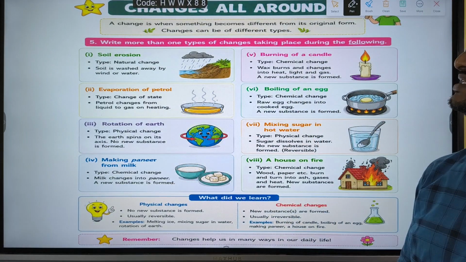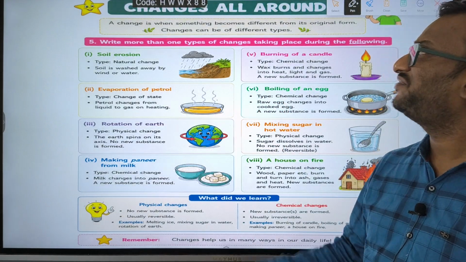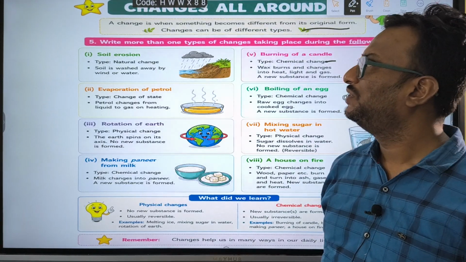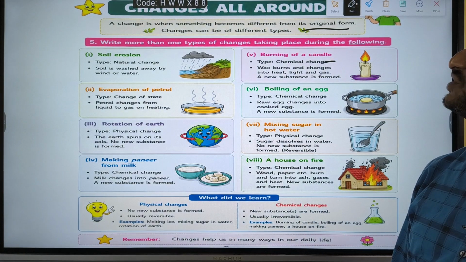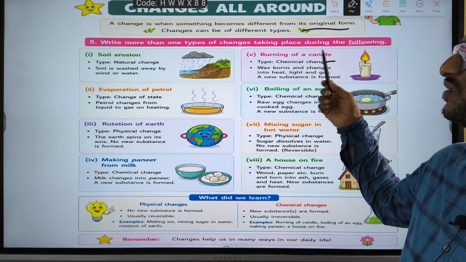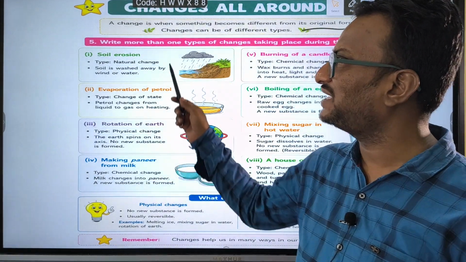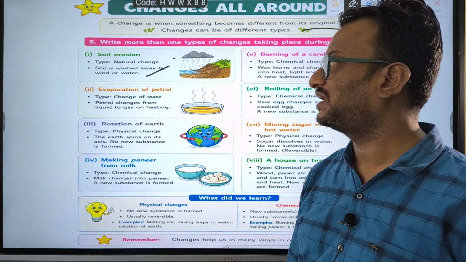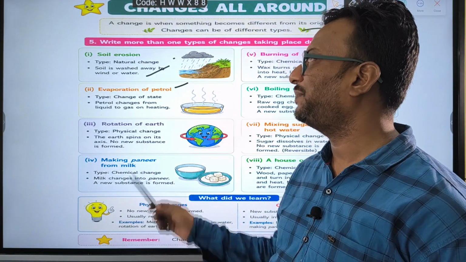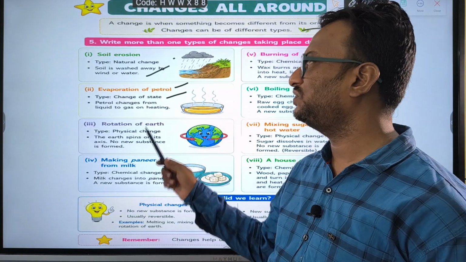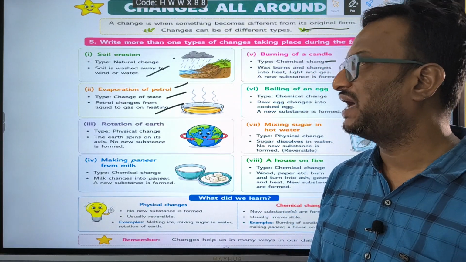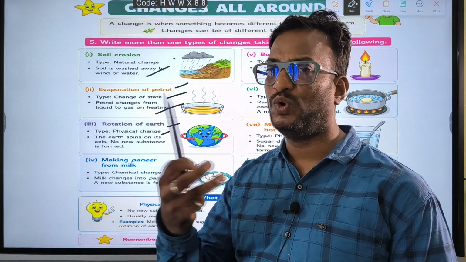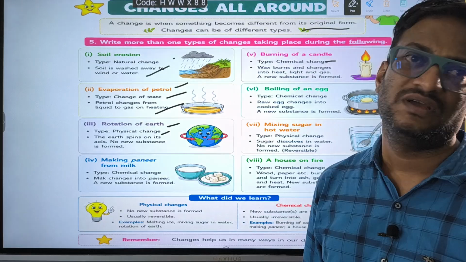Changes all around us. A change is when something becomes different from its original form. Write more than one example of the changes taking place during the following. Soil erosion is a natural change: soil is washed away by wind or water. Evaporation of petrol is a change of state: petrol changes from liquid to gas. Rotation of earth is a physical change: earth spins on its own axis, no new substance is formed.